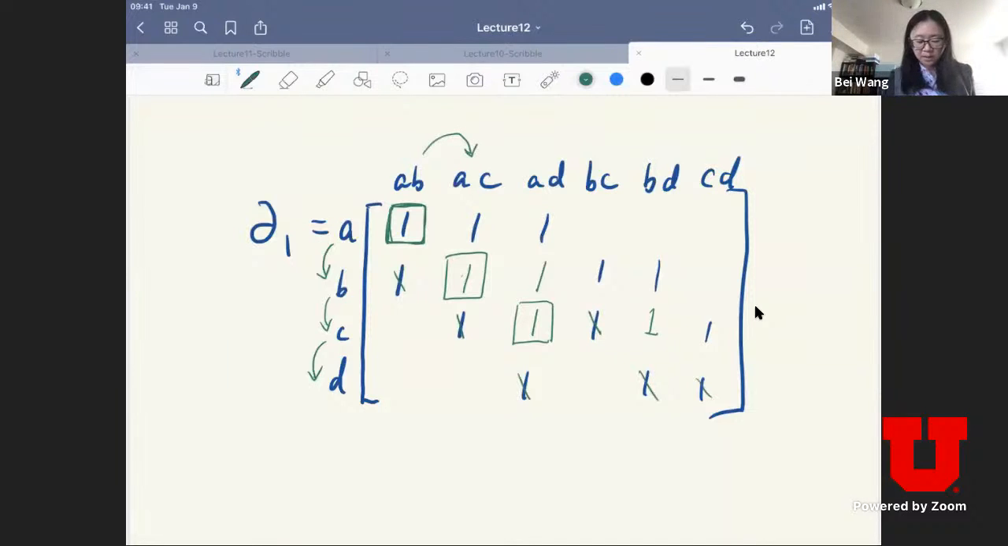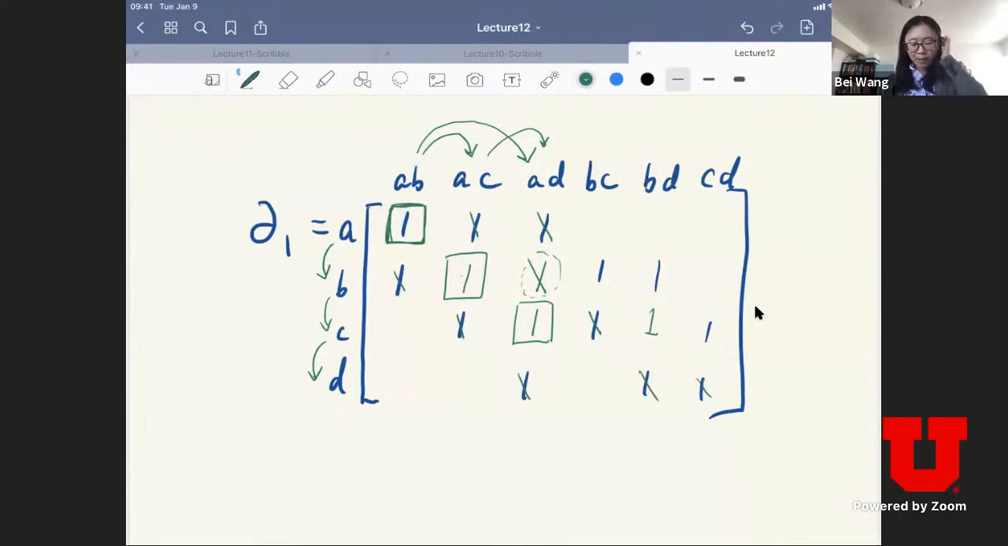So when I do that, 1 plus 1 is 0, so I cancel it out. Same thing, I want to zero out the third column's first one, so I want to add the first column to the third column. Again, I zeroed out. I'm not done yet because I still have this one right here, right? So I add the second column also to the third column, and I zero it out, okay?